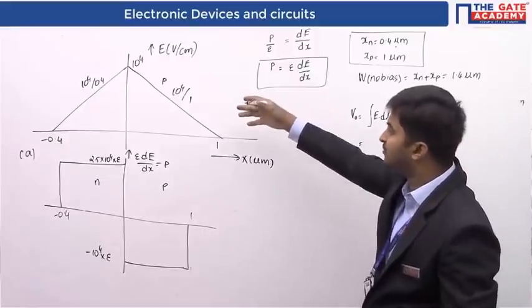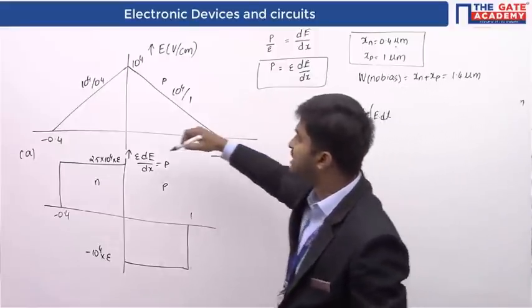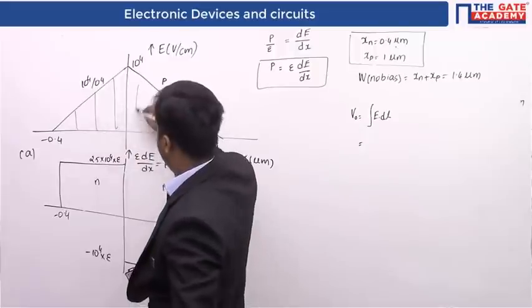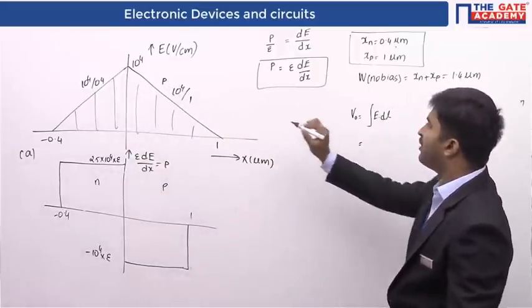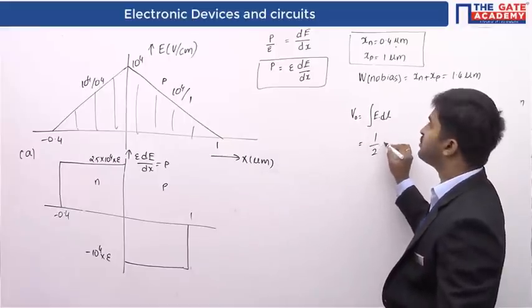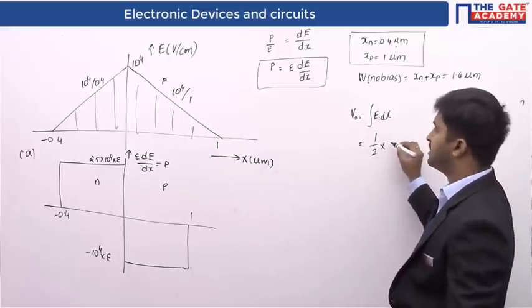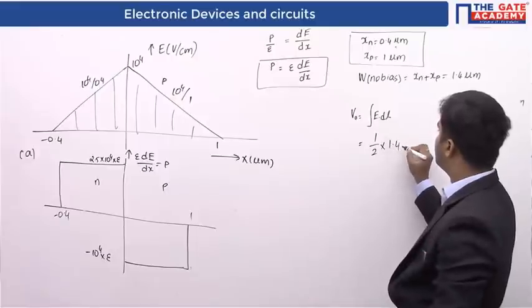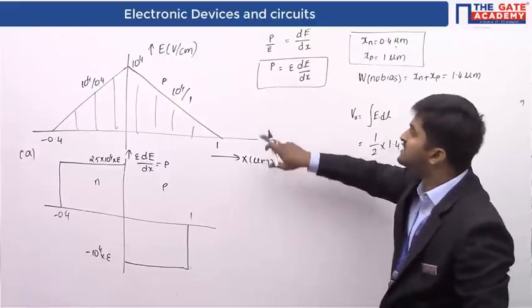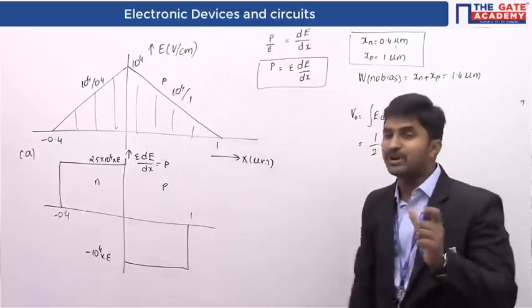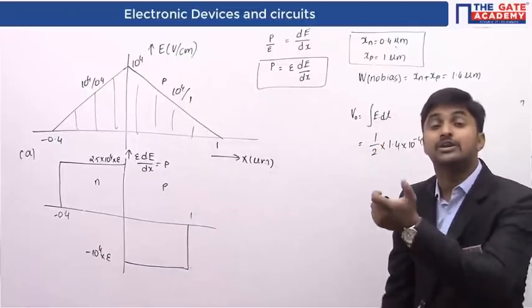And what is the potential difference? The integral is nothing but the area. So when you find the area, the area of this triangle is half into base into height. Base is 1.4 into 10 power minus 4. Please note, it is in micrometers, whereas here it is in per centimeter, so I'm converting micrometers into centimeters.